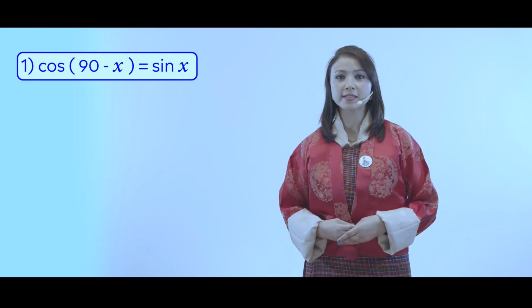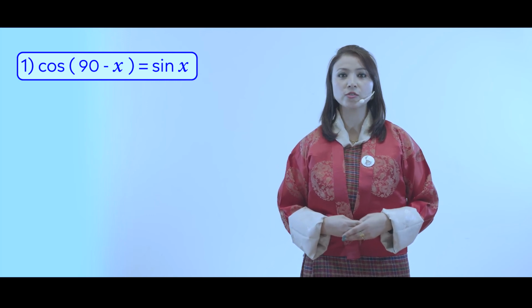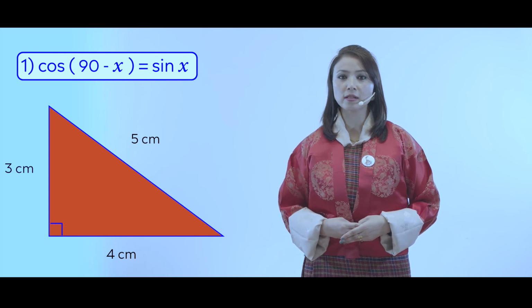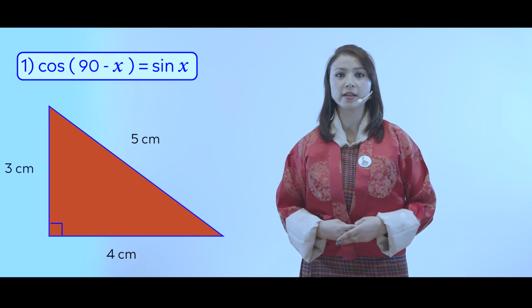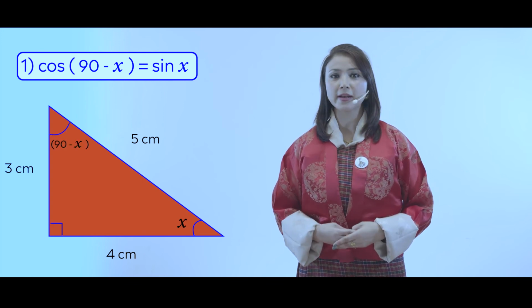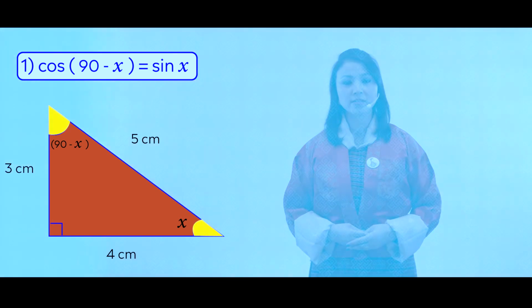In order to understand this relationship better, let us look at this right triangle. As we can see, one of the acute angles given in this right triangle is x, which means the other acute angle will be 90 minus x because these two are complementary angles.